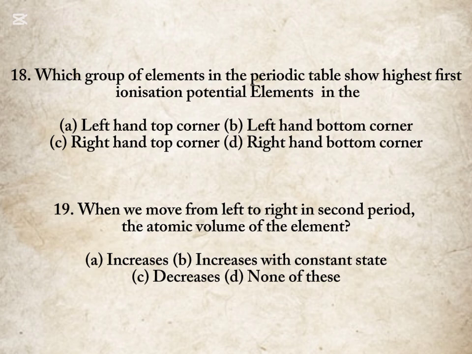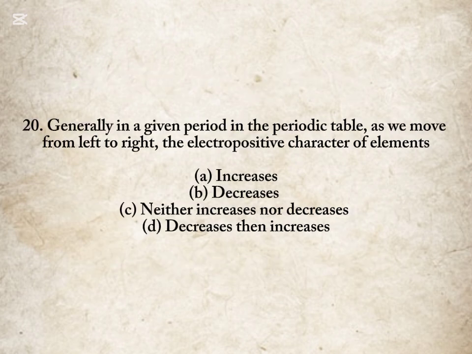19. When we move from left to right in second period, the atomic volume of the element A. Increases. B. Increases with constant state. C. Decreases. D. None of these. The correct option is D. None of these. 20. Generally in a given period in the periodic table, as we move from left to right, the electropositive character of elements A. Increases. B. Decreases. C. Neither increases nor decreases. D. Decreases then increases. The correct option is decreases.